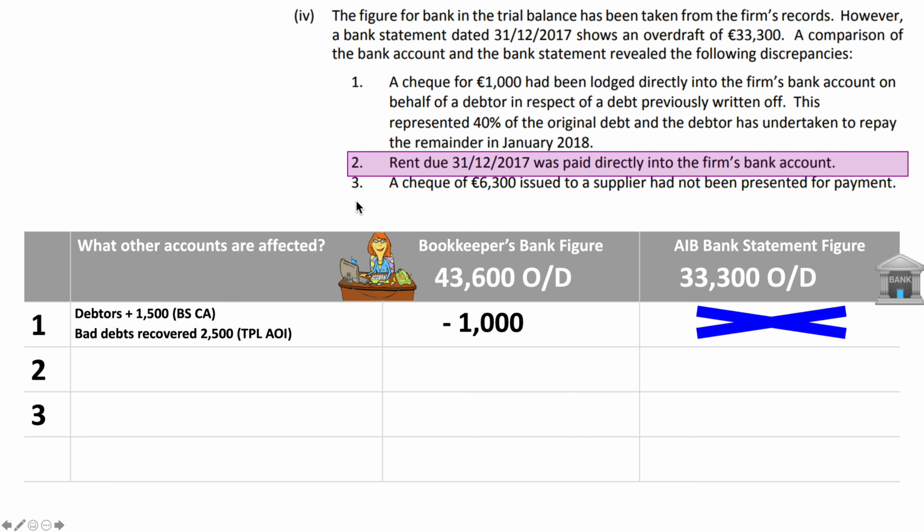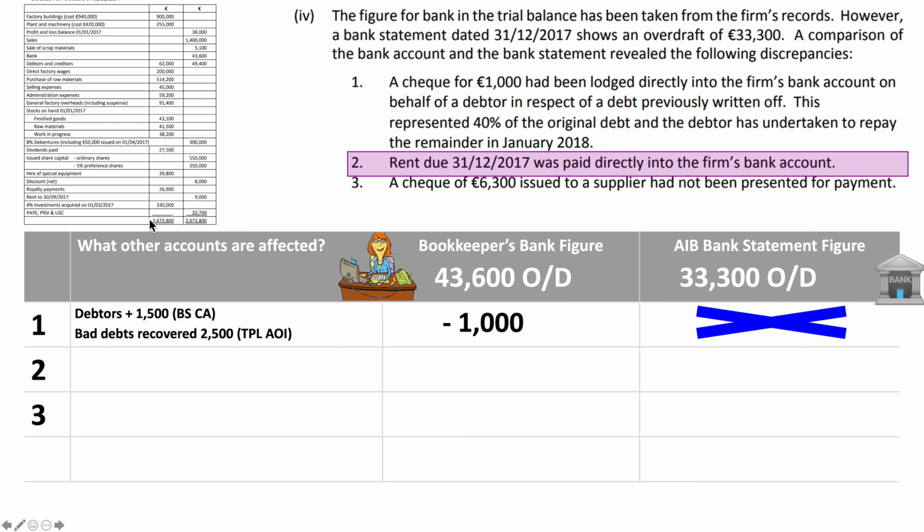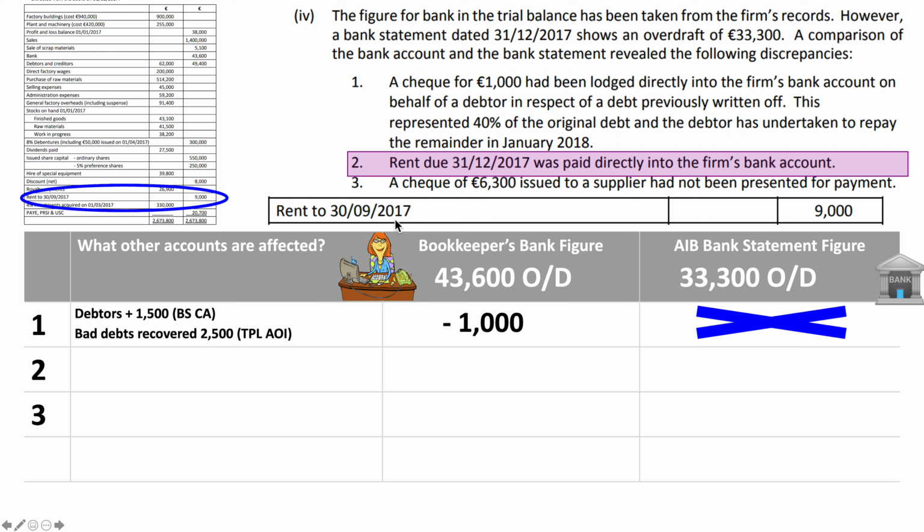Number 2, rent due 31st of the 12th, 2017 was paid directly into the firm's bank account. So we have here rent to the 30th of the 9th, 2017, 9,000 on the credit side. That means rent received. Rent received for the first 9 months of the year, 9,000. So that means that is €1,000 per month.